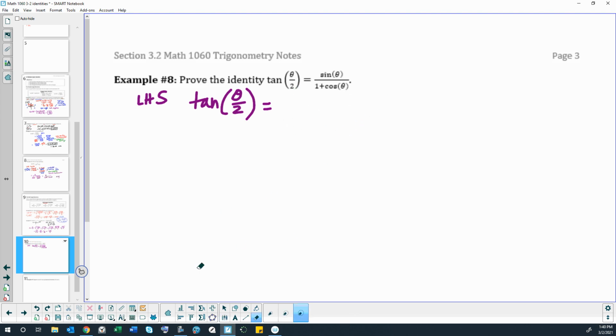I really want that to look a little neater. A lag on my computer messed that up for me. So try one more time here. 1 minus cosine theta divided by 1 plus cosine.